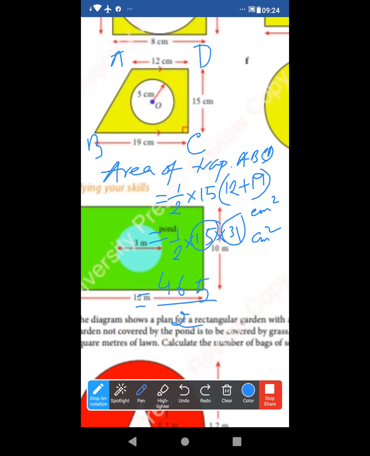Now just do it. It will be 232 decimal 5, just take 232.5, exactly. 232.5 centimeter square. Up to this, have all of you done? Area of the trapezium? Yes, ma'am. Is the handwriting clear? Yes, ma'am.